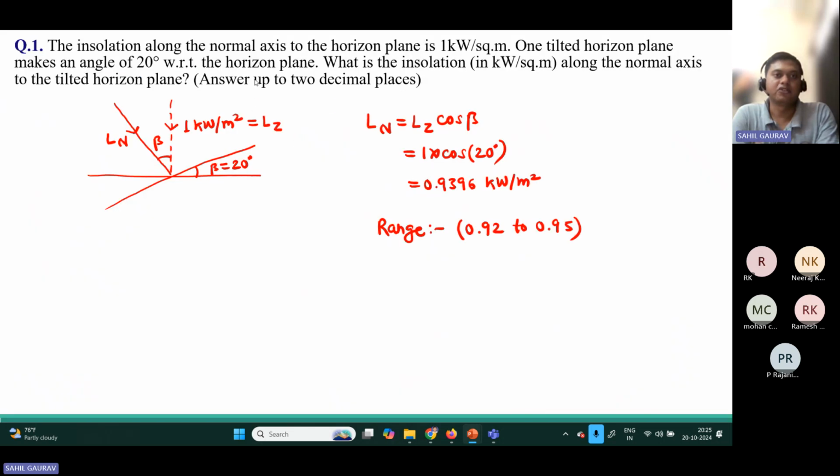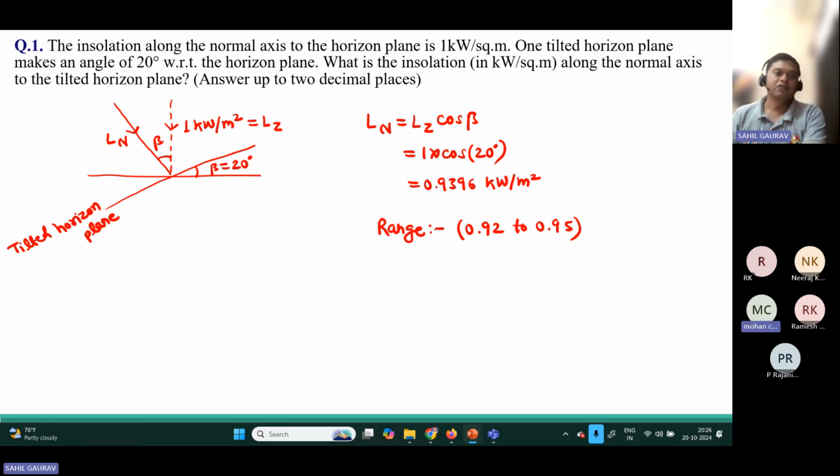the insolation along the normal axis to the horizon plane is 1 kilowatt per meter square. This Lz value is given, and a tilted horizon plane makes an angle of 20 degrees with the horizon plane. What is the insolation along the normal axis to the tilted horizon plane? Answer up to one decimal place.